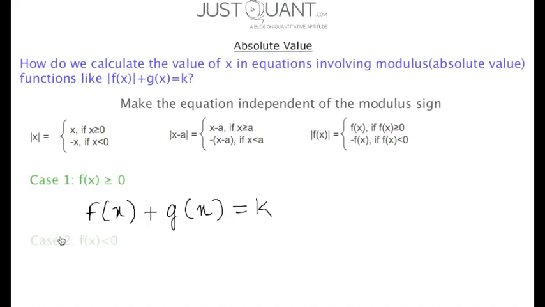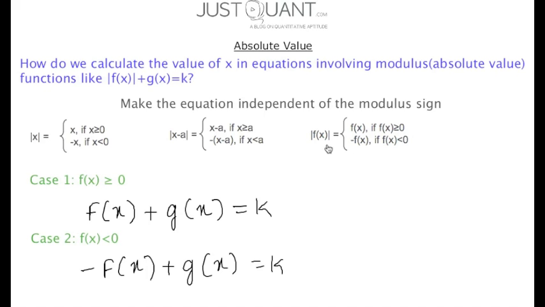And when f of x is less than 0, our equation modulus of f of x plus g of x equal to k becomes minus f of x plus g of x equal to k, as the modulus of f of x is equal to minus f of x when f of x is less than 0. Right? So now we have these equations independent of the modulus or the absolute value sign. Hence, we can solve these equations for x. Okay? Let's now solve an equation for x.